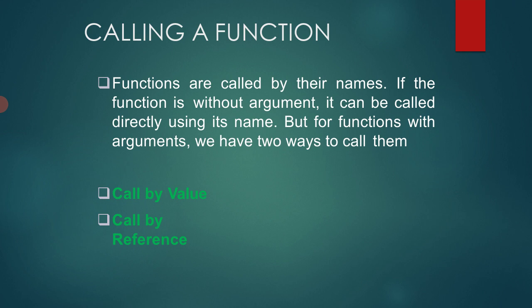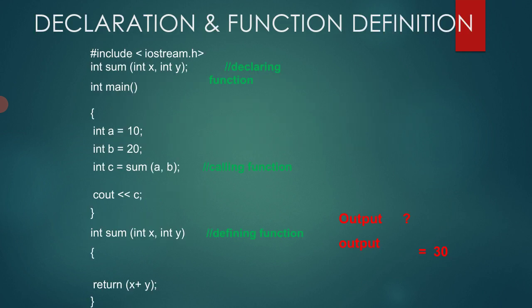Now what is call by value? When we call a function by using a value, then we call it call by value. Now what is call by reference? Call by reference is when we make use of reference, when we make use of names to call a function, then that is known as call by reference. So look at this example. In this we have called a function by using the call by reference mechanism.